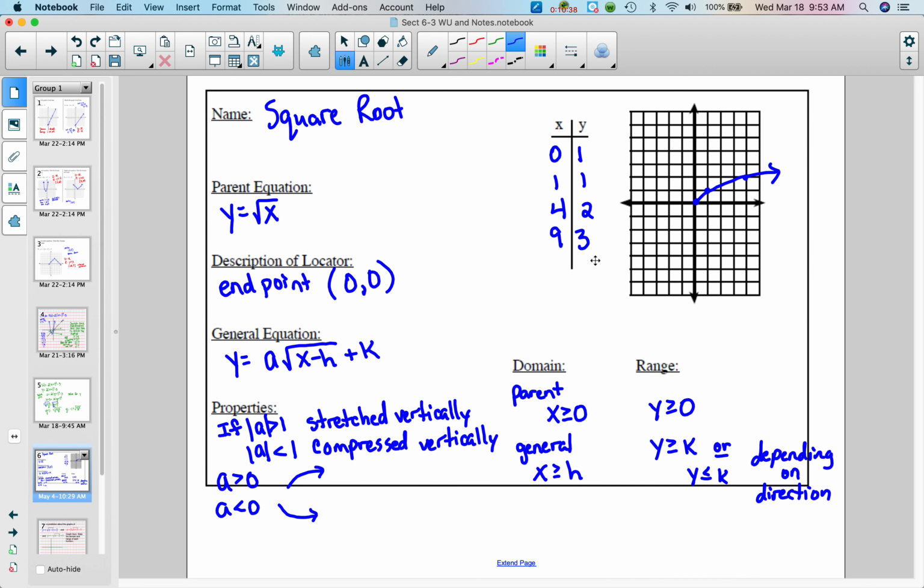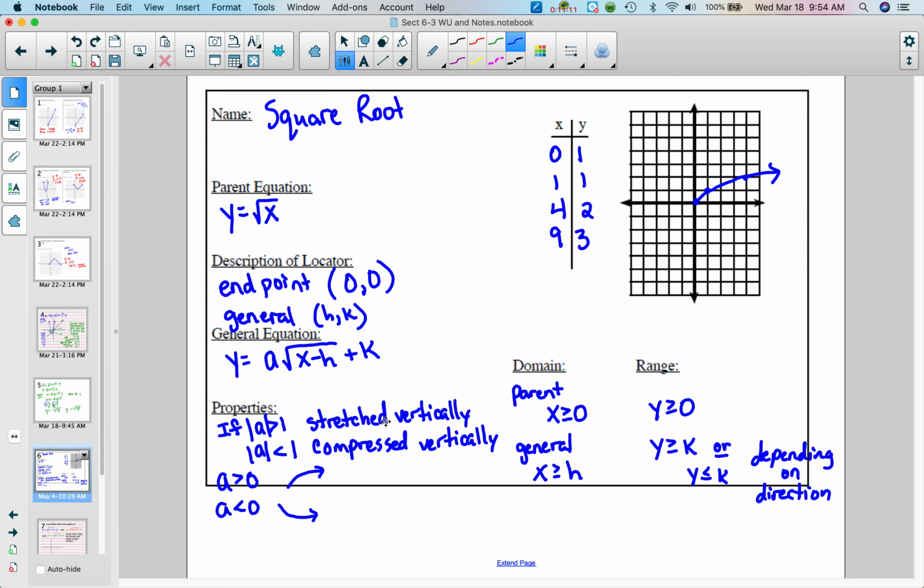Here I plotted some values. Notice I didn't use 2 or 3 because I don't want to do the square root of 2. I don't want to do the square root of 3. So I picked values of x that worked nicely. They were perfect squares. And I didn't graph (9, 3) because it didn't fit on my graph. Not really a vertex, kind of an endpoint for our locator point. And for the parent graph, it would be at (0, 0). In general, our locator is going to be located at (h, k). So we have here our equation generally.